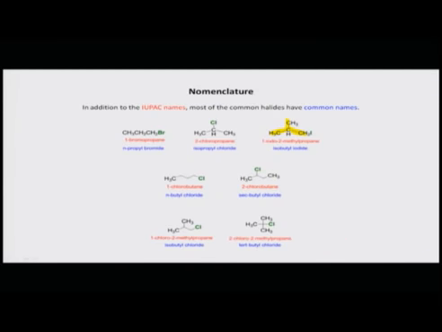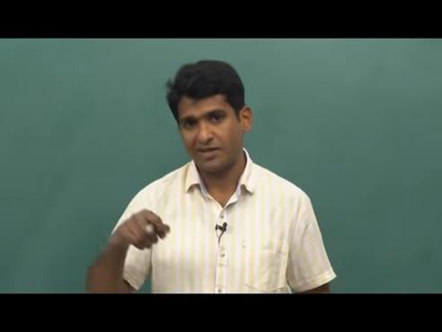Butane because there are 4 carbons in the chain, 2 because the chlorine is attached to the second carbon, chloro because it is a chlorine. If I replace chloro with bromine, it would be 2-bromobutane and so on. And this compound's common name is secondary butyl chloride, sometimes written as s-butyl chloride, because in butane the chlorine is attached to a secondary carbon atom, a carbon atom that is attached to 2 alkyl groups. So it is called a secondary butyl chloride in its common name.